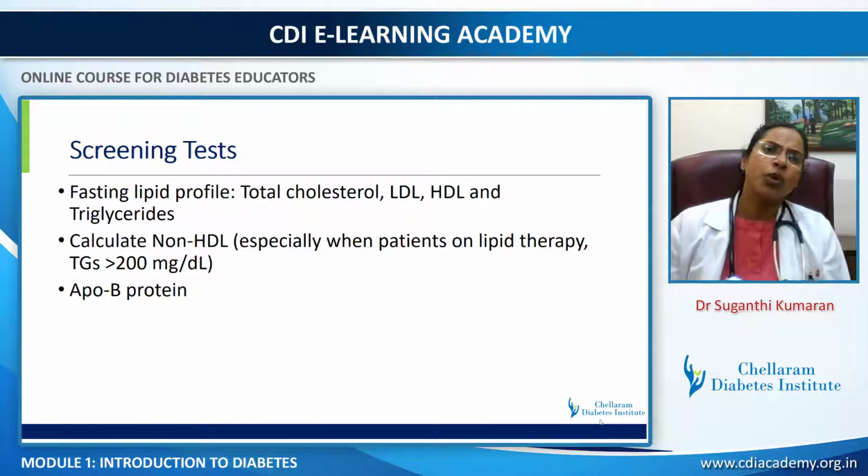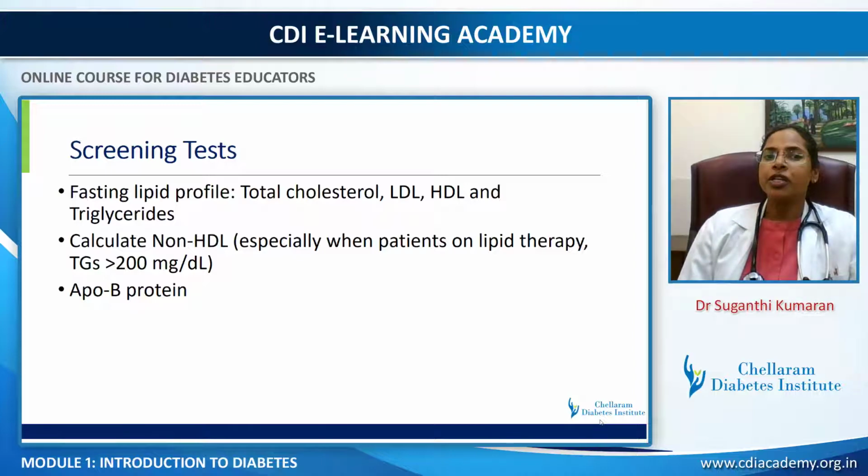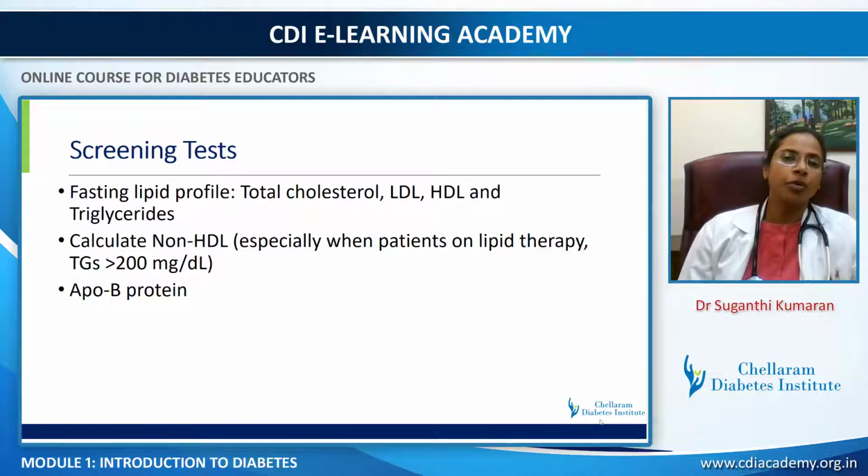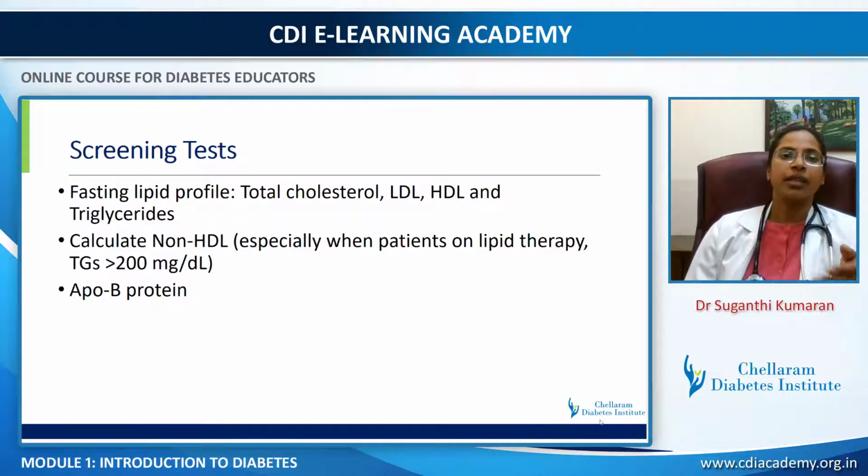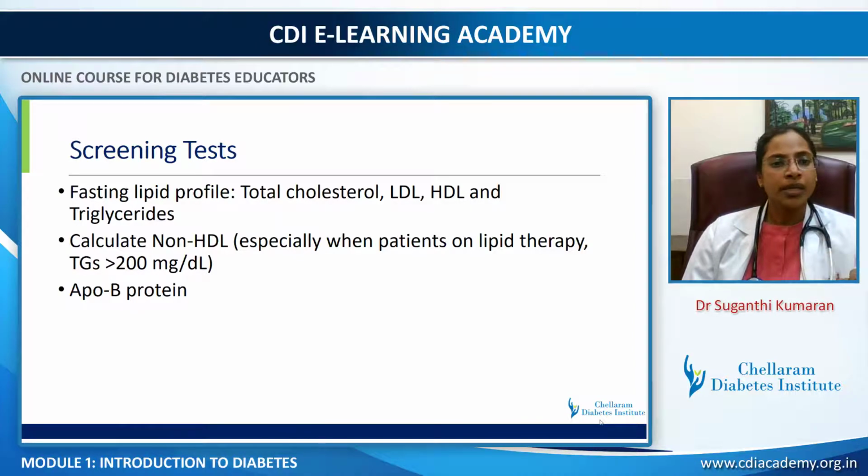So what are the screening tests that one would do for dyslipidemia? If the patient is fasting, we do a fasting lipid profile which includes total cholesterol, LDL, HDL and triglycerides. However, if the patient is not fasting, it's okay to do what is called non-HDL. That's the advantage of calculating non-HDL cholesterol, which is also bad cholesterol: it can be done when the patient is not fasting, on lipid therapy, and when the triglycerides are more than 200 milligrams per dL. Another screening test that can be performed to study cholesterol would be ApoB protein.